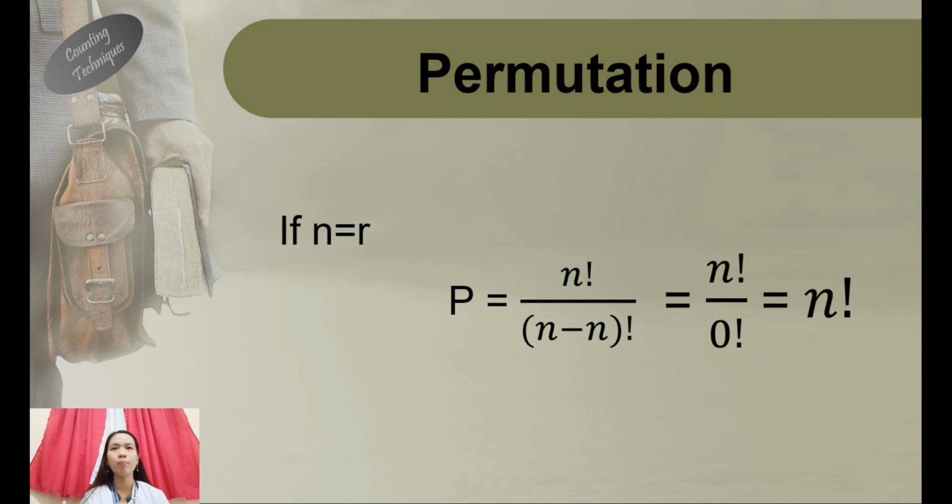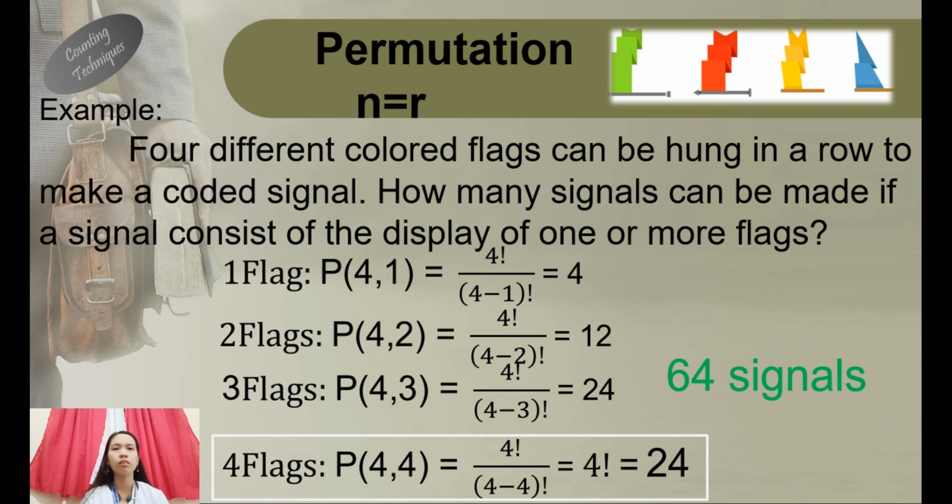Now, let's have an example. 4 different colored flags can be hung in a row to make a coded signal. Here's the question. How many signals can be made if a signal consists of the display of one or more flags? On one flag, the permutation of 4 objects taken only one at a time is equal to 4 factorial over the quantity 4 minus 1 factorial. It is equal to 4.